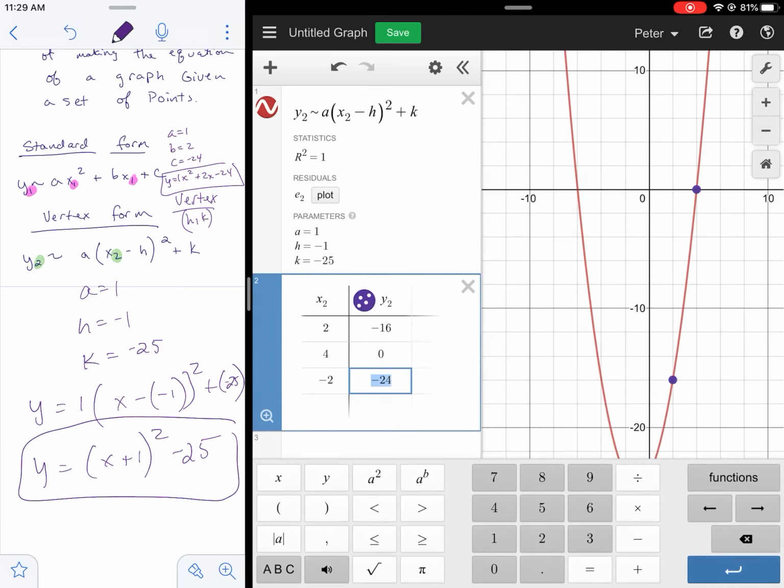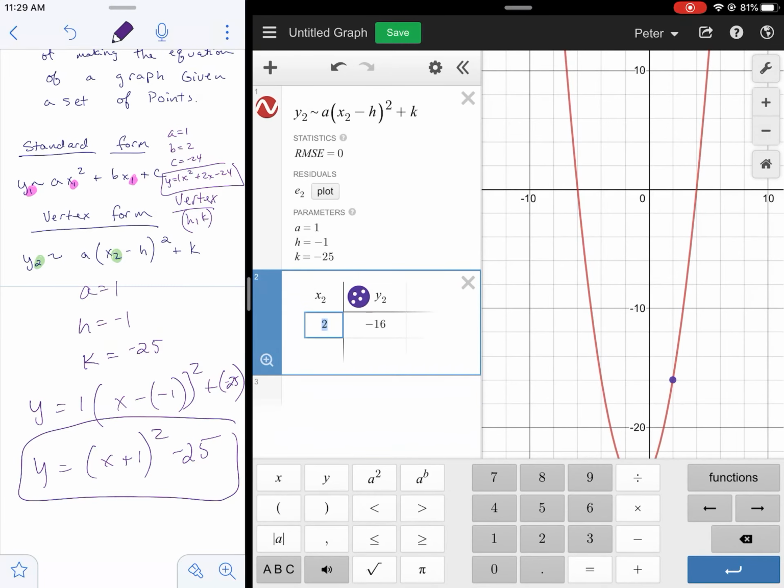If you want to change the numbers, again, just go to the chart, delete.